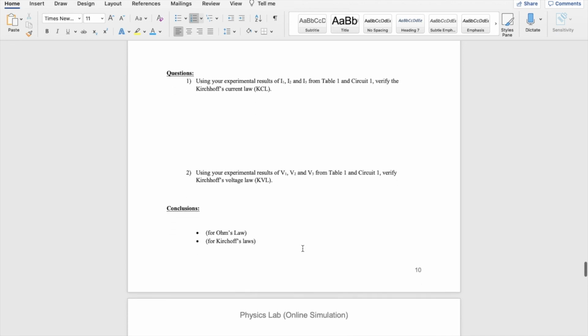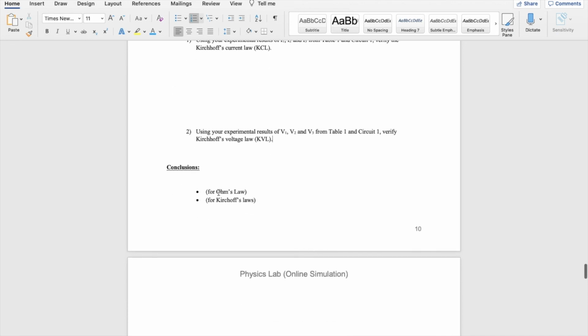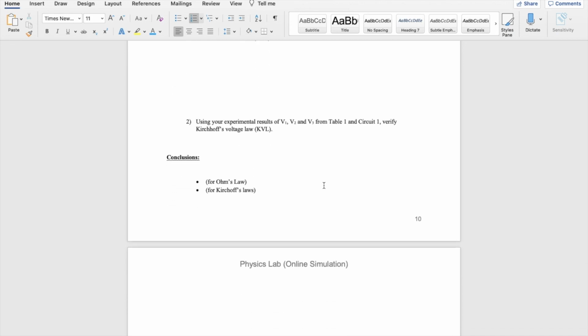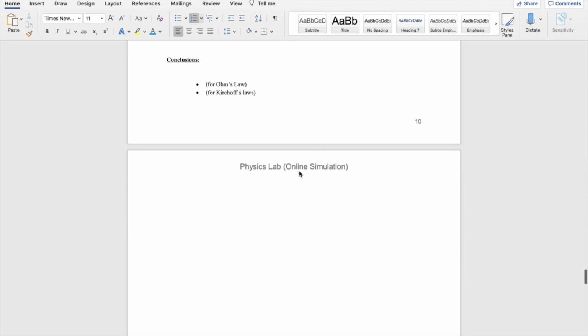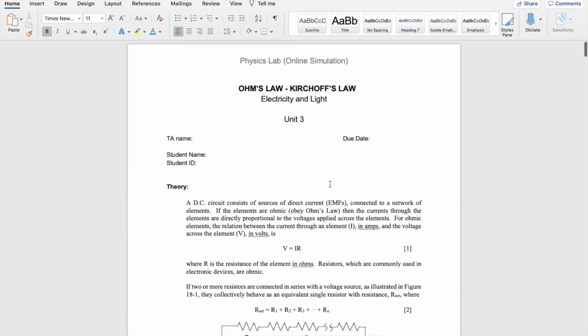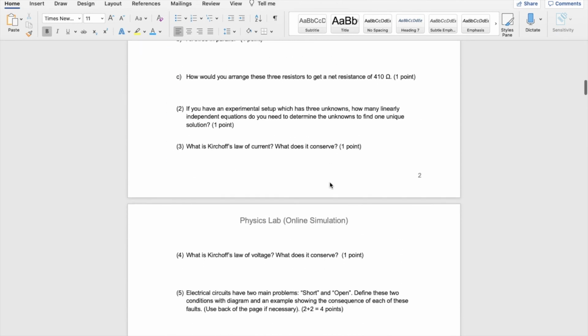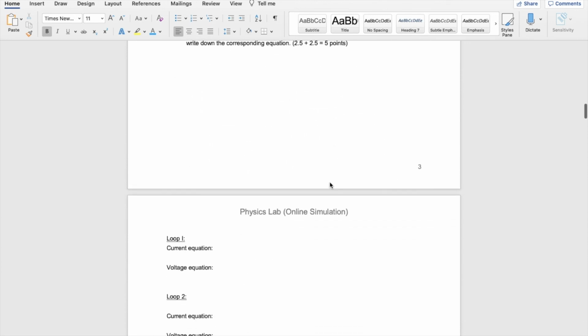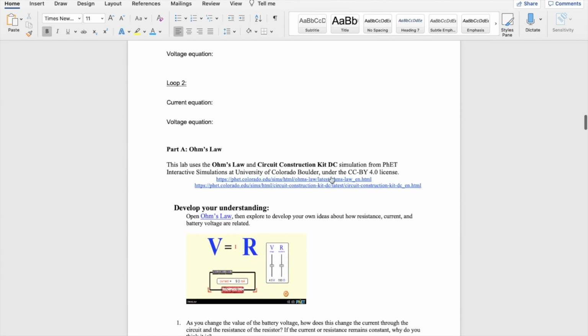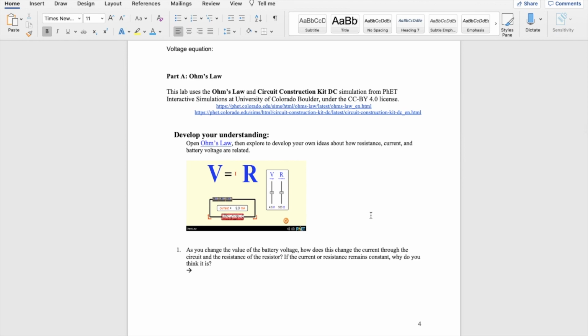Okay, and finally, write down some of the conclusions that you found you saw from Ohm's law and Kirchhoff's law. So with that, you should have all the tools to work on this lab. Let's start the simulation and let's start today's lab.